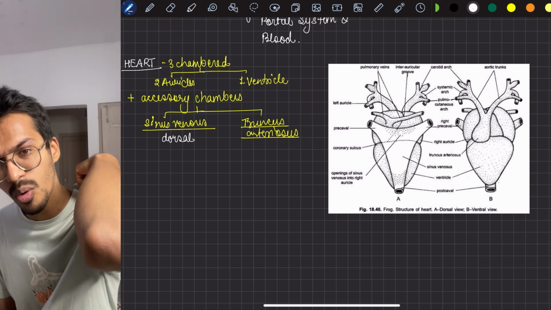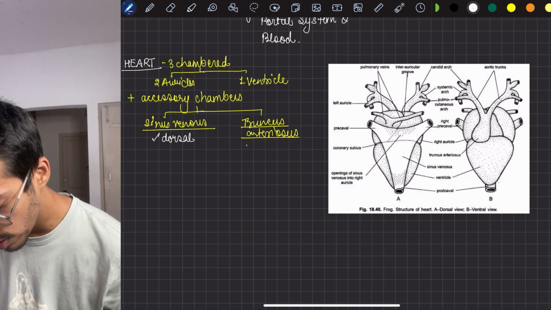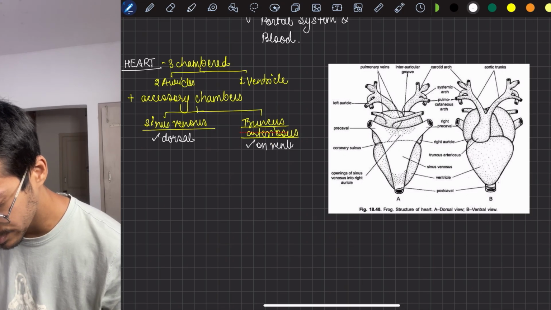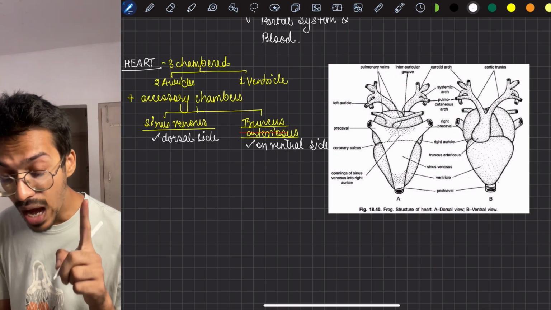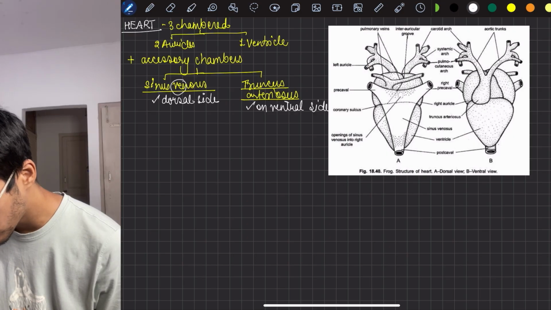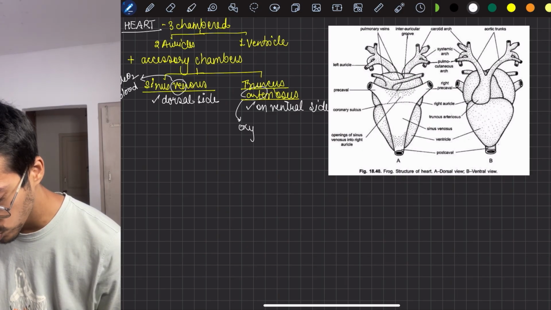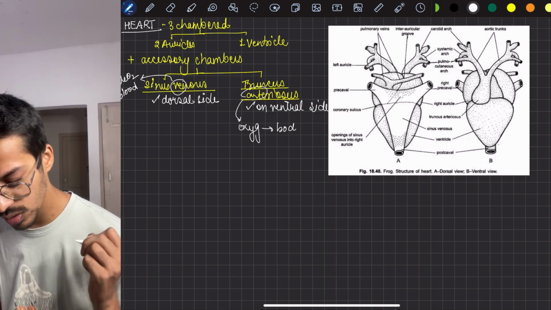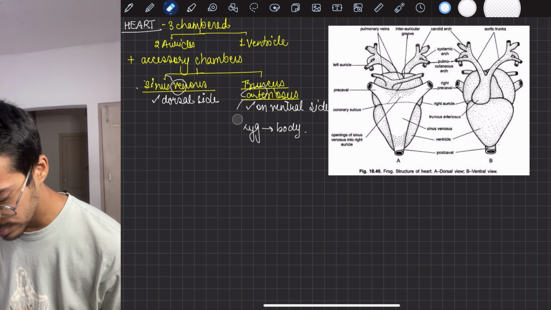Means this side of the body of the frog, whereas the sinus venosus is present on the ventral side. Dorsal side and the ventral side. Now just remember that venosus means deoxygenated blood, and truncus arteriosus carries the blood which will go to the body. So if we remember this, we can do it. Let me just do it.